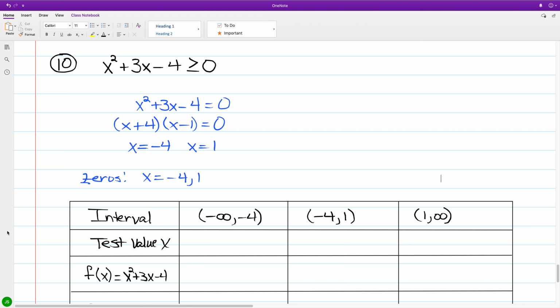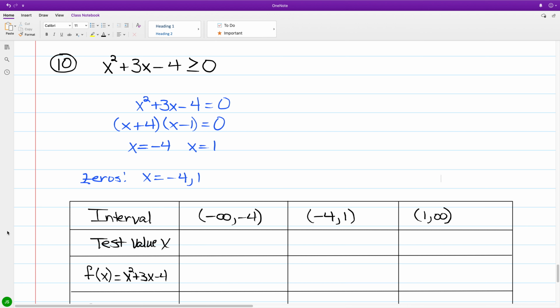Okay, crossing over to inequalities, and here we have a polynomial inequality which states in problem 10 that x squared plus 3x minus 4 is greater than or equal to 0. In looking for the zeros of this particular polynomial function, we set x squared plus 3x minus 4 equal to 0. The factored form is the quantity x plus 4 times the quantity x minus 1 equal to 0.